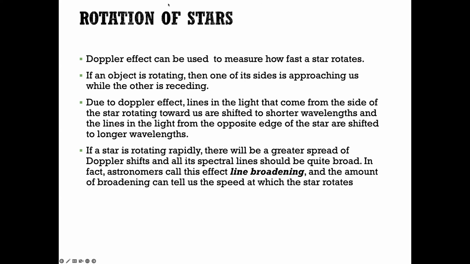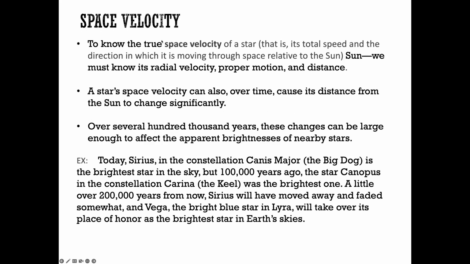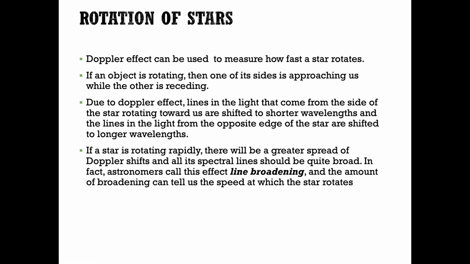And then we also discussed the movements across the sky, which is called the proper motion of a star. Those are the two things that we discussed, how to measure the proper motion and how to measure the radial velocity, and then how to combine those at the end to find the space velocity. That is what we discussed last time. Apart from that, we can also talk about the rotations of a star.